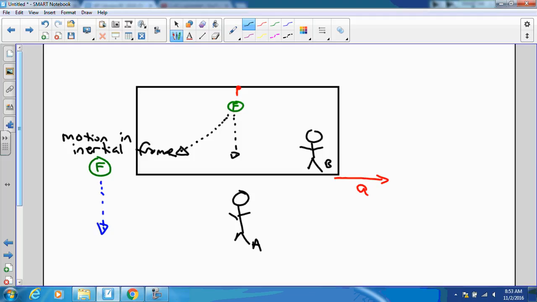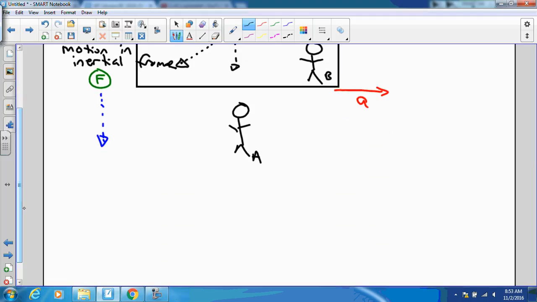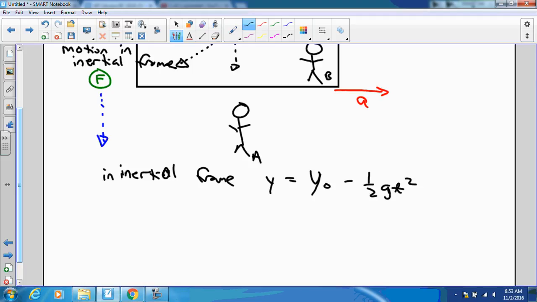Why is that? Well, we can actually justify that fairly simply. We can say from the inertial frame, y for the frog is equal to y0 minus 1/2 kt squared. Simple, right?